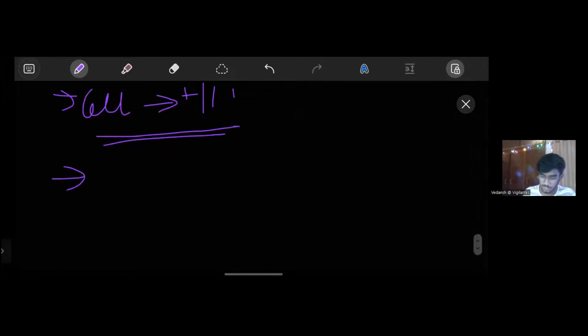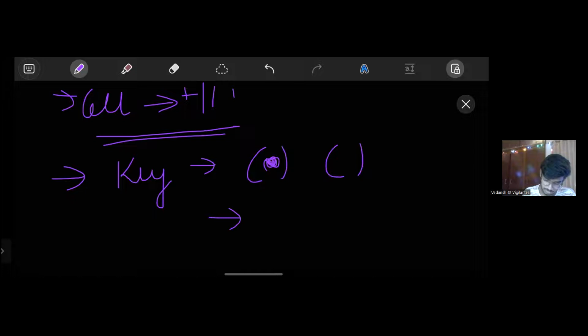Now, we have over here a key that looks somewhat like this. If it is on, it looks like this. When it is off, it looks somewhat like this. It also looks like this when it is on, and it also looks like this when it's off.